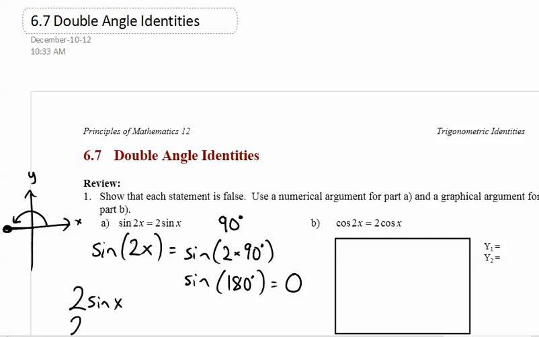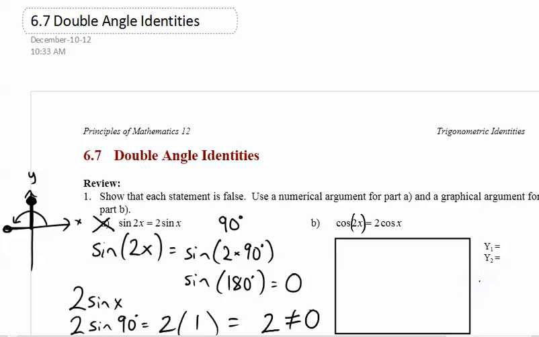Now, 2 sine 90. Sine 90 degrees is up here. The y-coordinate at that point is 1. Times 2 is 2. 2 does not equal 0. This does not work when x is 90 degrees. So there's a numerical argument to show that it doesn't work. And we can also do this with a graphical argument.